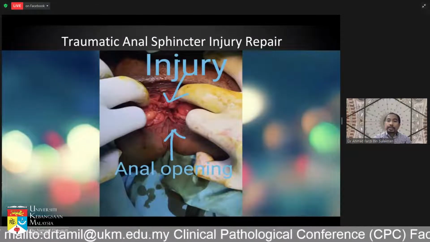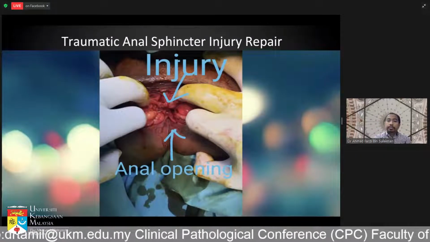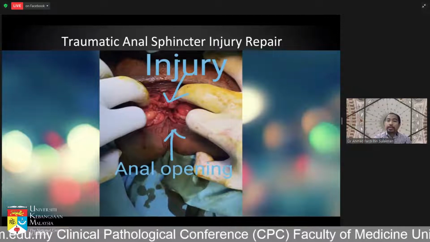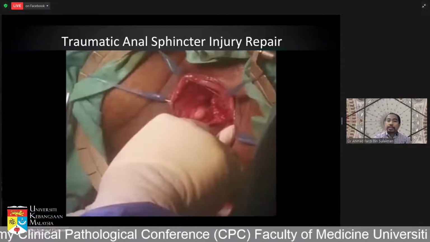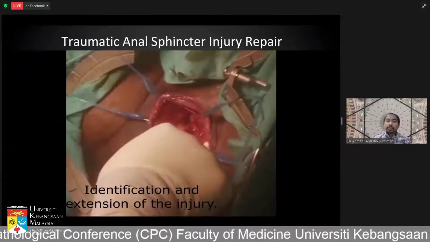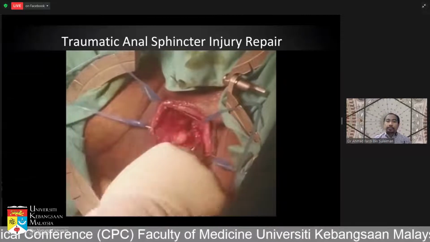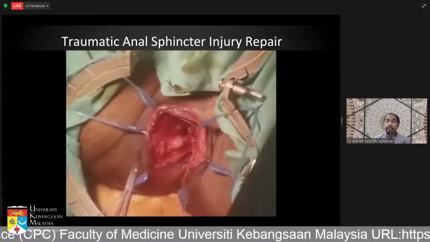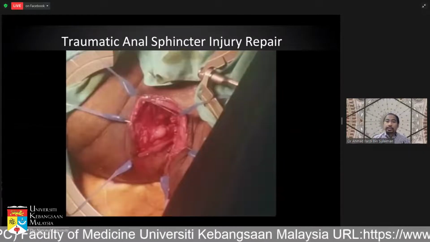Okay, we can see here there is injury at the 12 o'clock, and the first step is we need to identify, classify, and grade the sphincter injury. So after the identification and extension of the injury, we need to identify all the structures, which are the anal mucosa, internal anal sphincter, and also external anal sphincter.